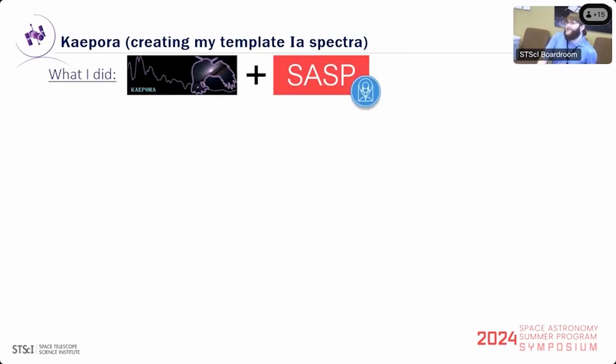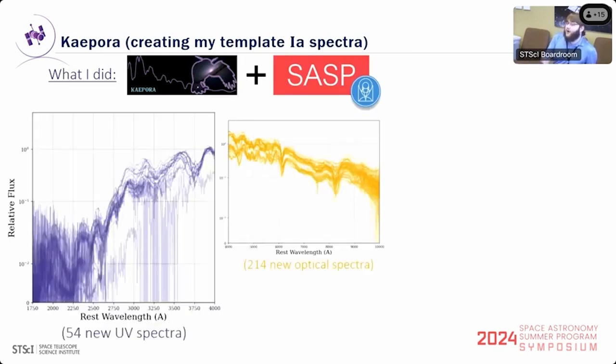So what did I do this summer? During the duration of SASP, I added 54 new UV spectra, and because, as a stretch goal, I finished that early enough, I also added 214 new optical spectra, but the UV is what's really important here. And hopefully this means that it has better clarity.